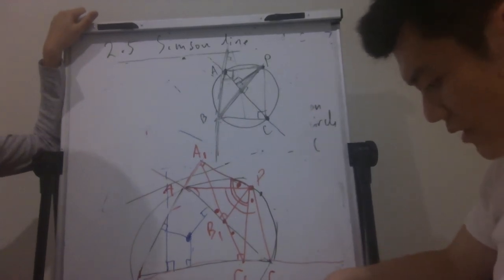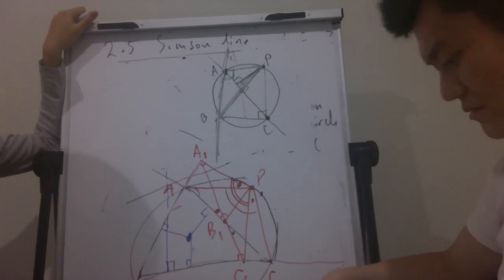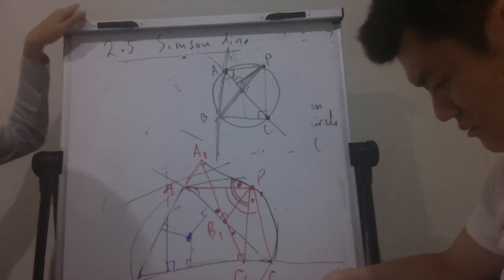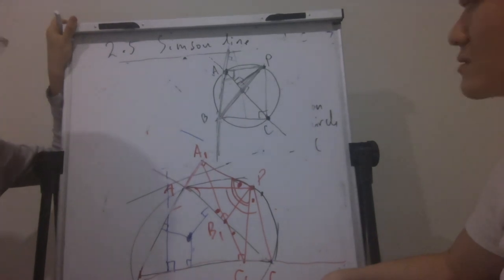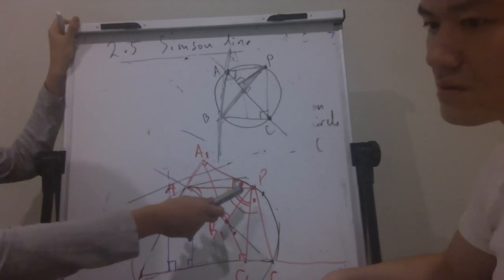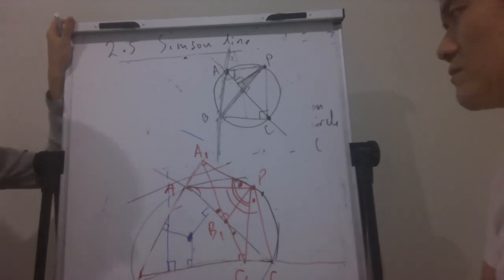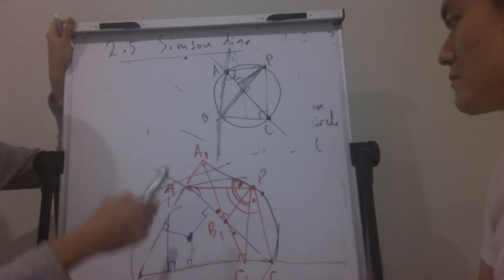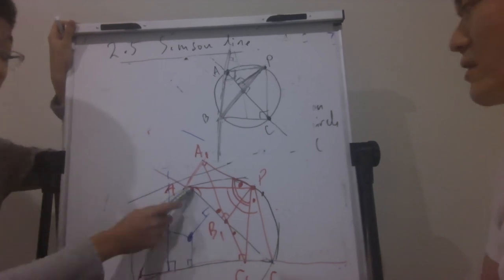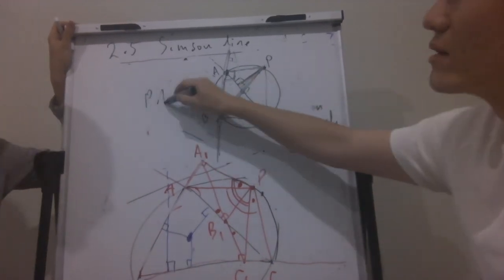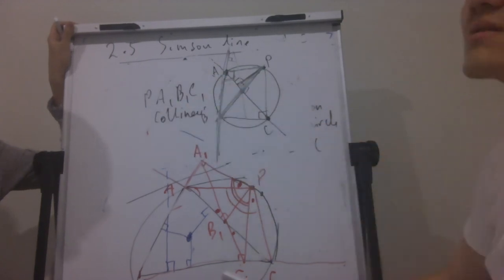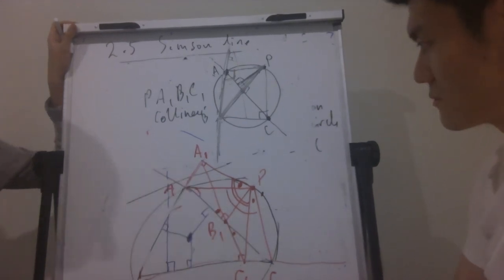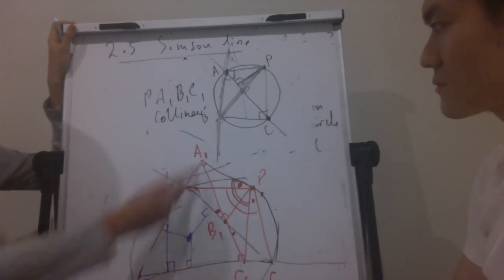Okay. Are there any points that lie on their own Simpson lines? So that means if we select P, then A1, B1, C1 coincide with P. Either A1 or C1 coincides with P. Is P, A1, B1, C1 collinear? Which P is it that lies on their own Simpson lines? So P has to coincide with A1 or C1. Does P ever coincide with these two points?